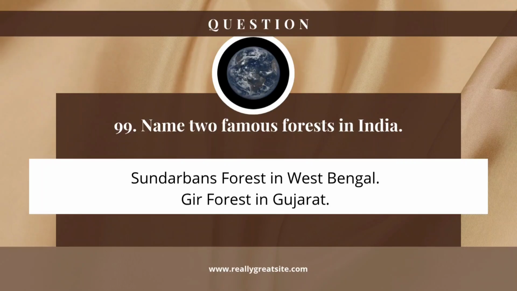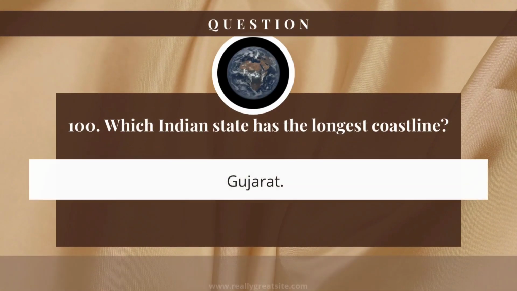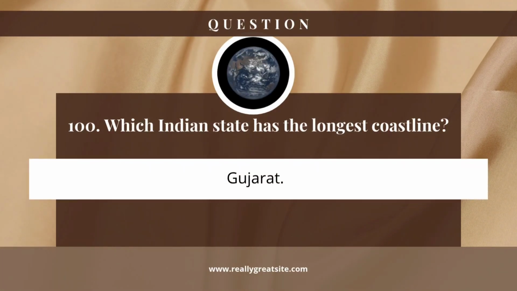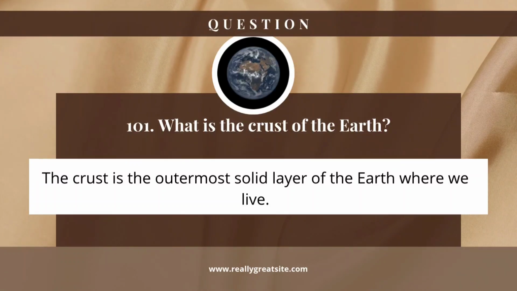99. Name 2 famous forests in India. Answer: Sundarbans Forest in West Bengal, Gir Forest in Gujarat. 100. Which Indian state has the longest coastline? Answer: Gujarat. 101. What is the crust of the earth? Answer: the crust is the outermost solid layer of the earth where we live.